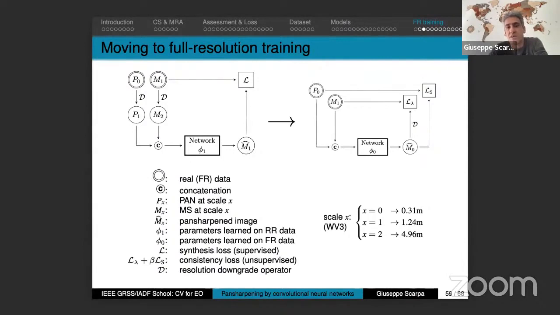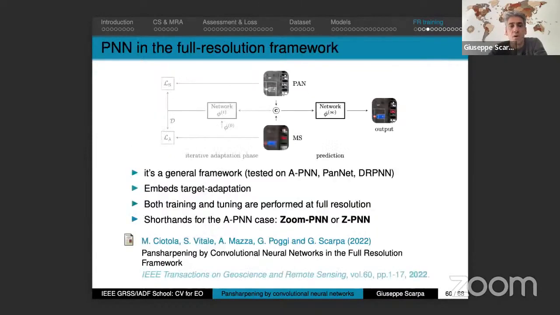As you can figure, the presented full resolution training framework leverages the definition of suited loss terms, but is general as it can be applied to any network from shallower to deeper ones. Actually, this is what we have done in our paper reported here. In particular, we have tested the full resolution training framework on three popular CNN models. They are APNN, PANNET, and DRPNN.